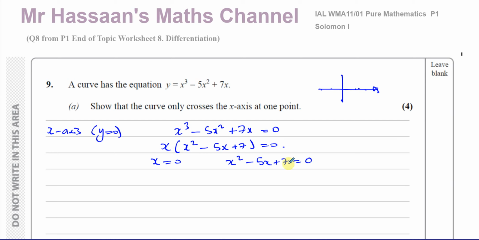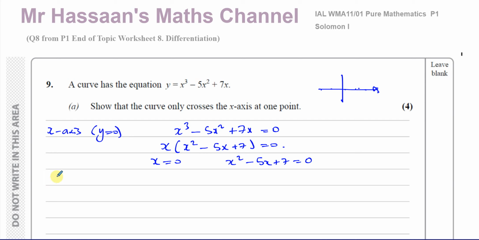Now, we've got to show basically that this has no solution. We're not going to bother factorizing it, because we know that it won't have any solutions, because the question tells us it won't. But how do we prove that it has no solutions? Well, this bit here is now a quadratic equation. And how do you show that a quadratic has no solutions? Well, you find its discriminant and you show that the discriminant is less than 0.